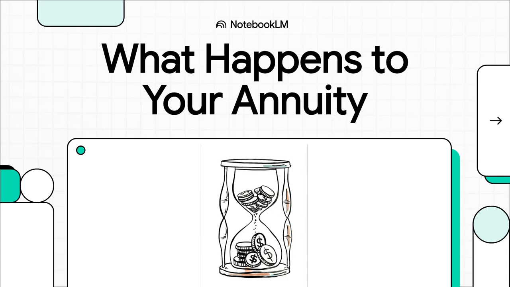So you either have an annuity, or maybe you're in line to inherit one. Either way, there's one huge question that needs an answer. What happens to that money when the owner dies? It sounds simple, but trust me, the answer is packed with confusing rules and some really costly traps. So let's break it all down so you can be ready.